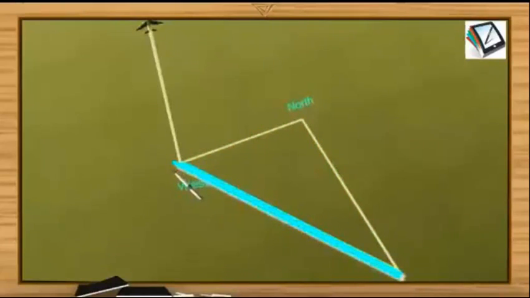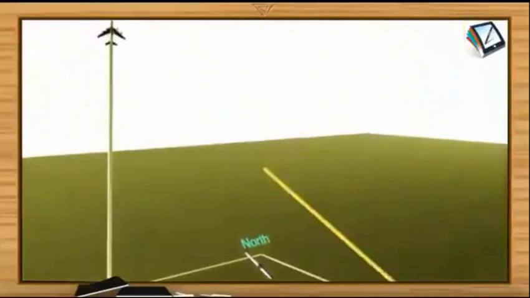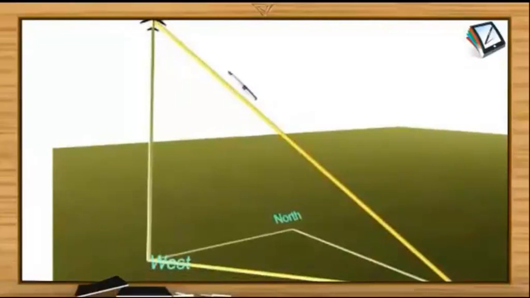But we are asked for the displacement, the final displacement, which is the shortest distance between the initial point and the final point. So here it is how to find it. This particular distance is being asked. So how to solve it?